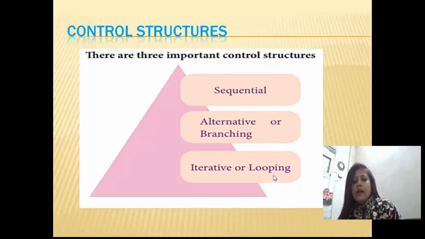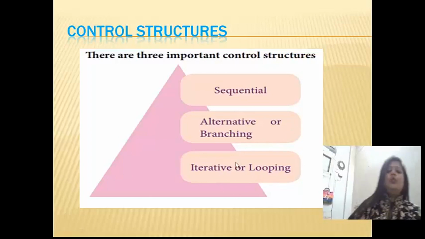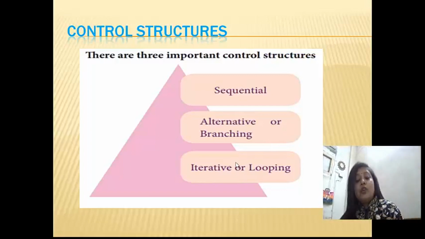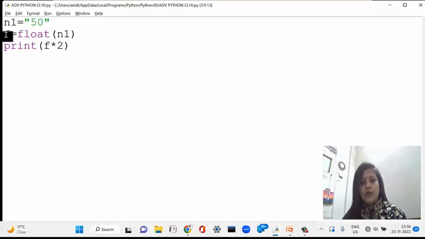And next I will be discussing the looping structure of Python. Looping structure means when we want to execute the same set of statements again and again, that is called a looping structure. In Python, we have two types of looping: one is the for loop and another is the while loop. I will show you the for loop and while loop elaborately.